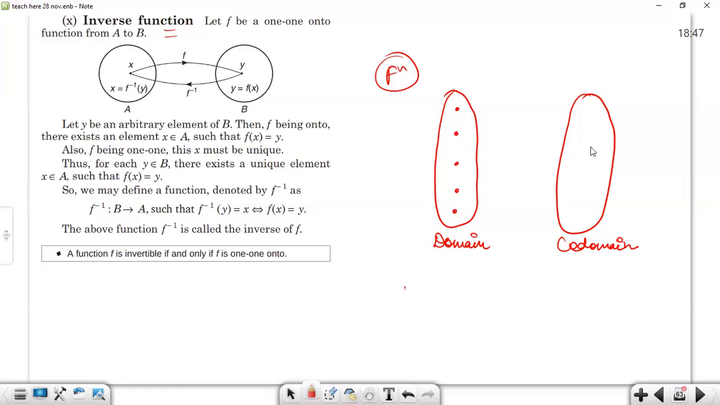Considering these are the elements, these are its codomains.